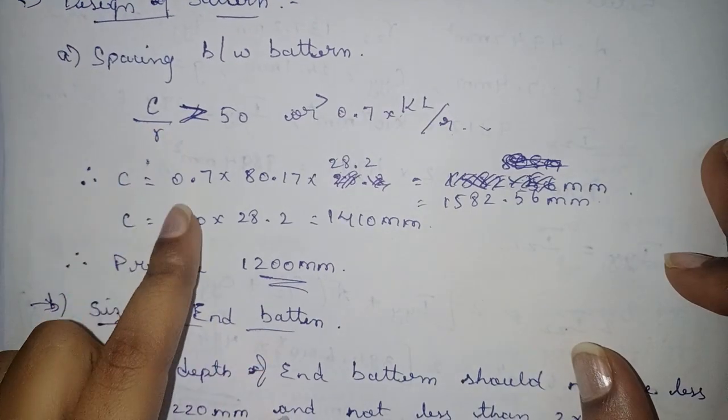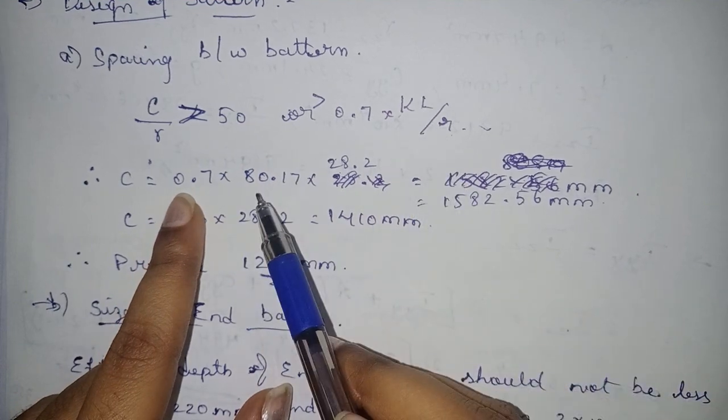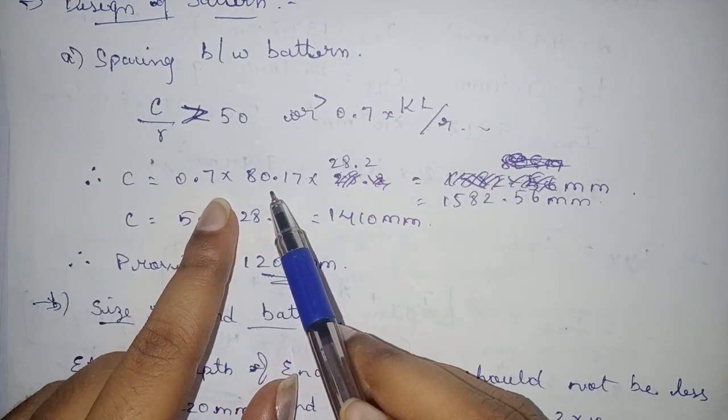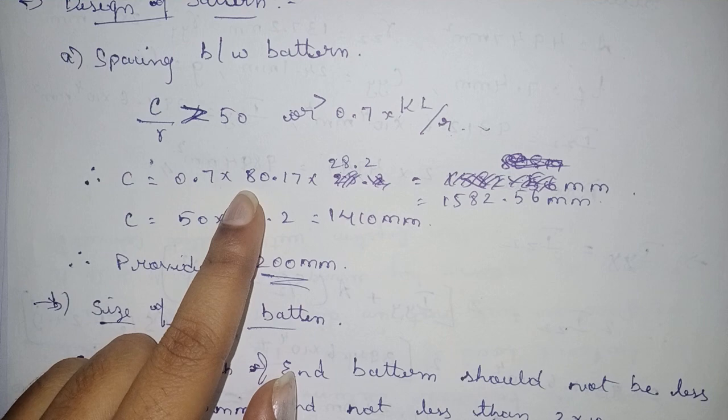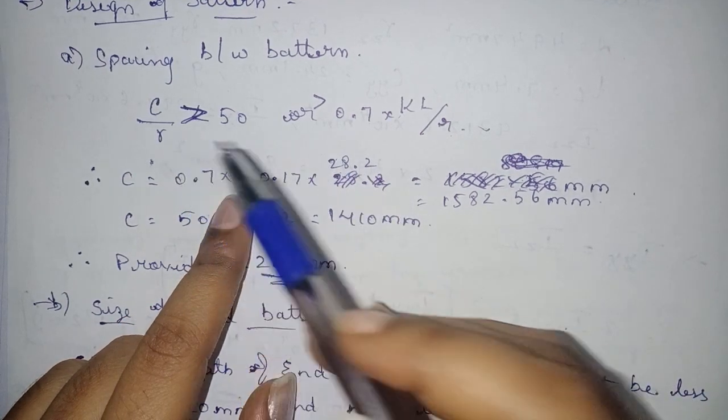So that is given in 7.7.2 spacing of the battens. We want only C, right? So C is equal to 0.7 times of KL divided by r. Just now we calculated it, 80.17 we got. Multiply by r, 28.2. r minimum you need to take.